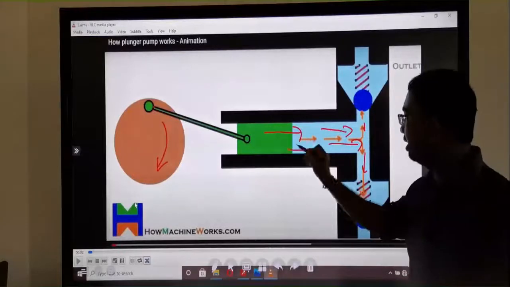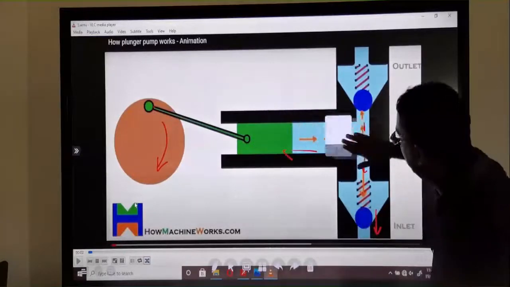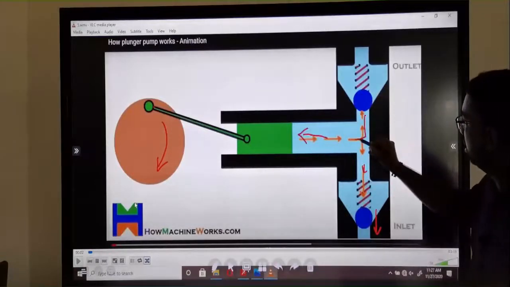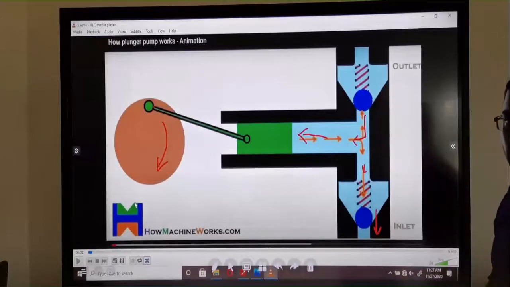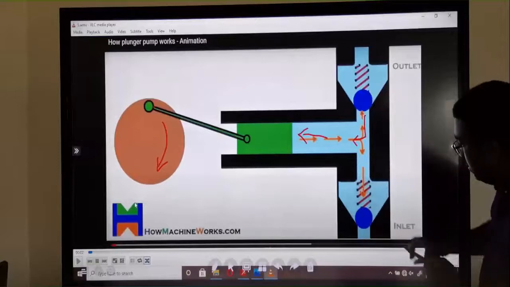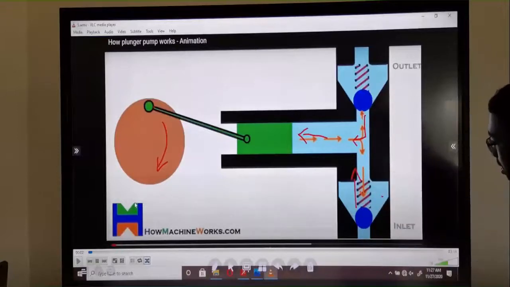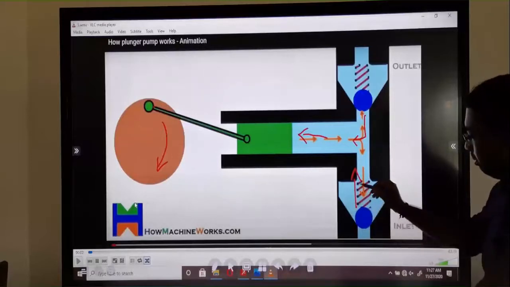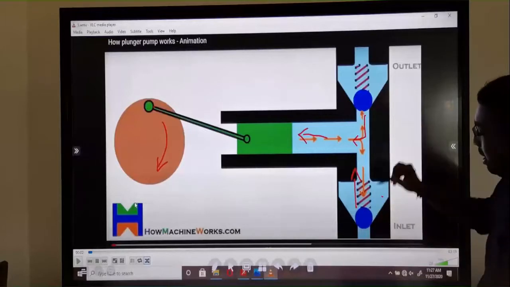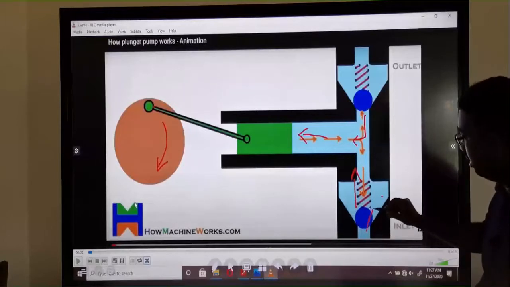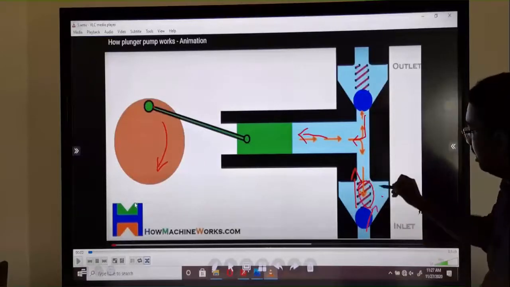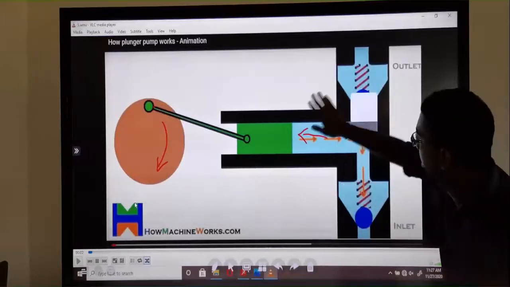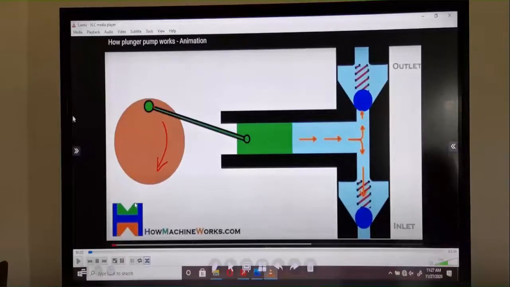When the plunger returns this way, what will happen? This valve cannot move. That time this valve can move because there is a space to move. This is the intake, this is the outlet. So the outlet valve comes like this. This outlet valve is open, so the fuel comes like this. You can see the animation. This is the actual work of the plunger type unit.